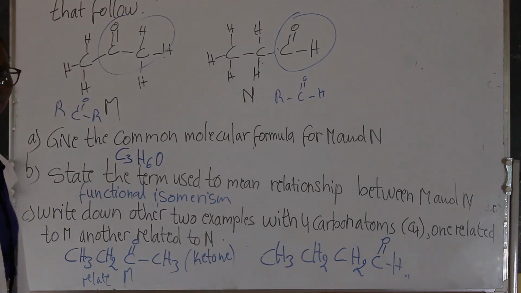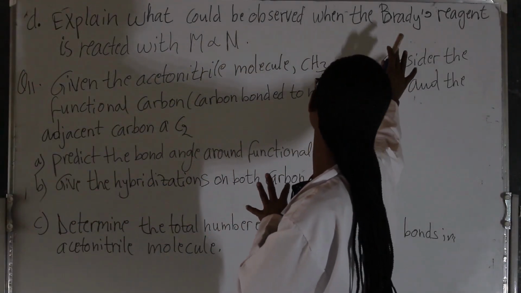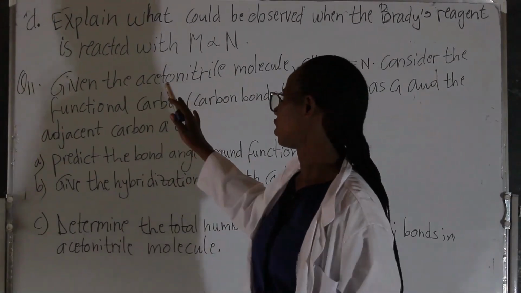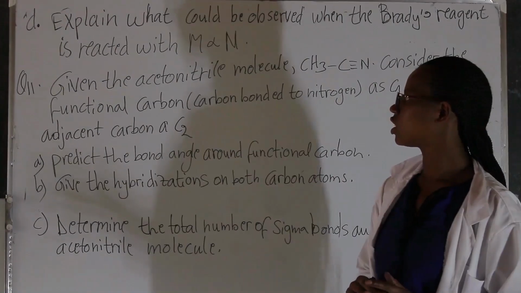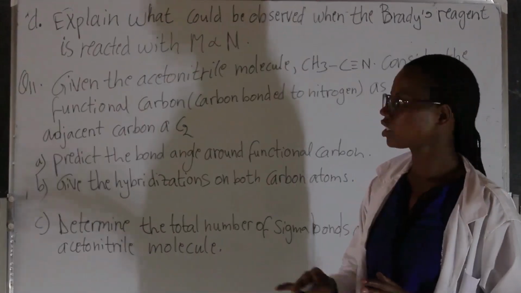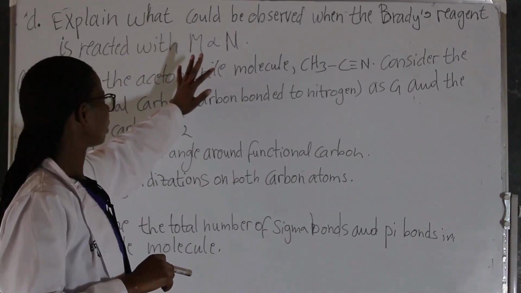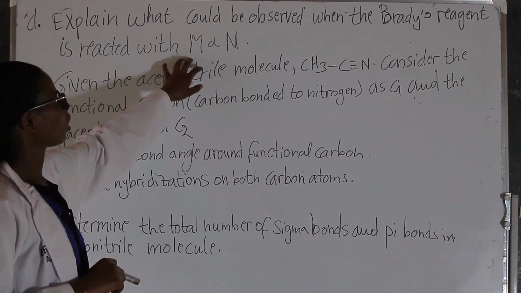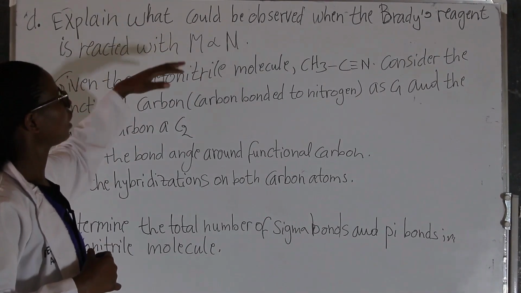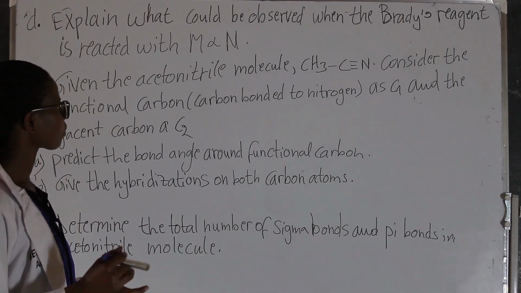Let's move to the next sub-question. For number D, explain what should be observed when Brady's reagent is reacted with M and N. For Brady's reagent, ketone reacts with Brady's reagent. When it reacts, we observe an orange precipitate.